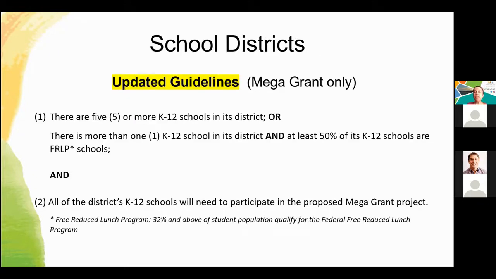School districts can apply for a mega grant as long as they abide by the following criteria. Number 1, there are 5 or more K-12 schools in its district, or there is more than 1 K-12 school in its district, and at least half of these schools are free reduced lunch program, or 32% of the student population qualify for the free reduced lunch program. And additionally, all of the district's K-12 schools will need to participate in the proposed mega grant project.